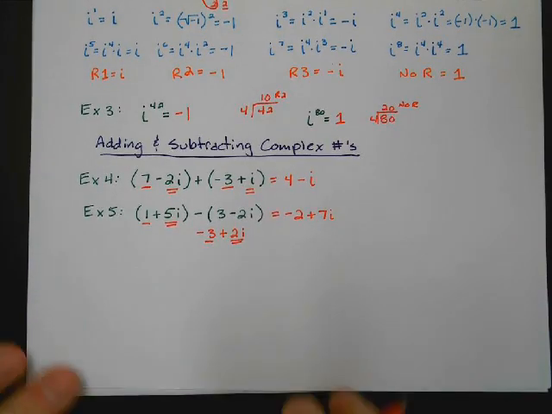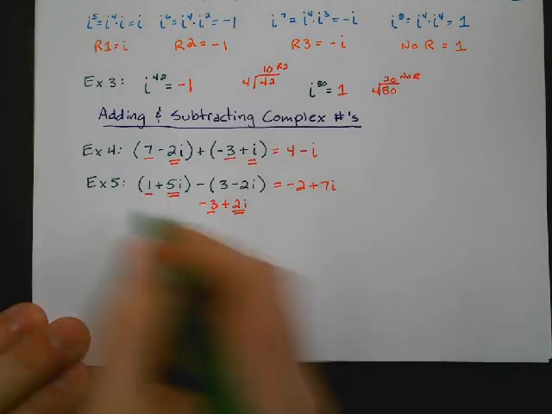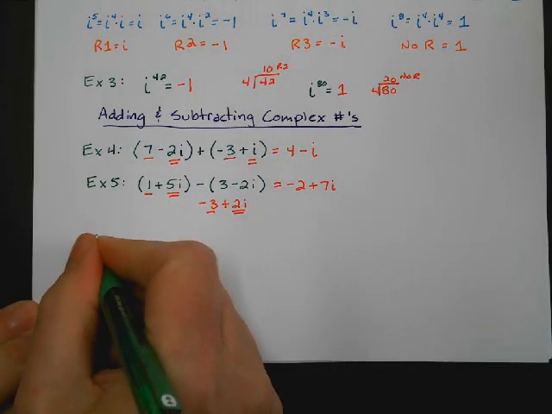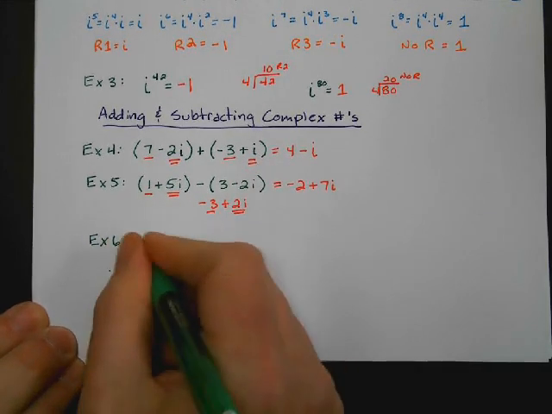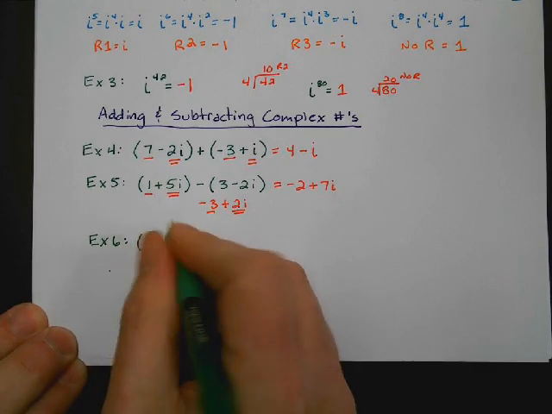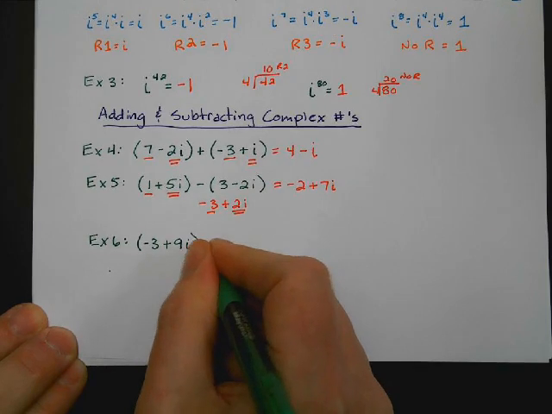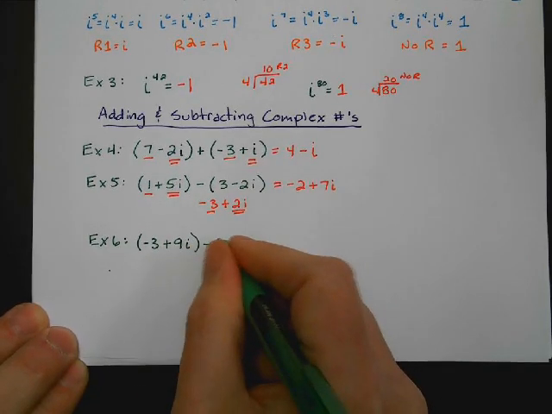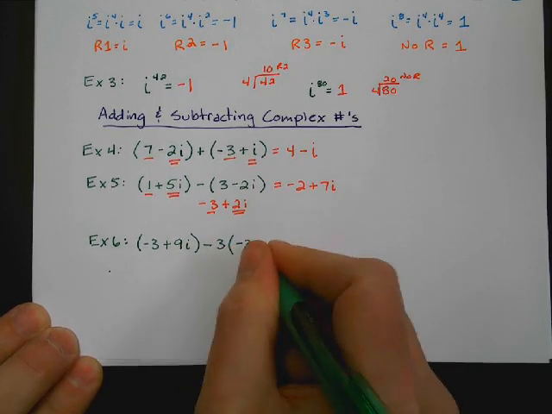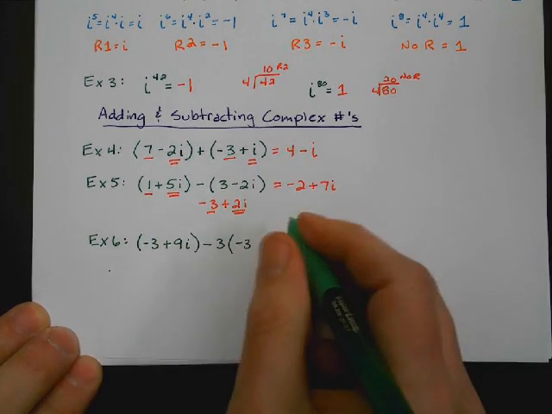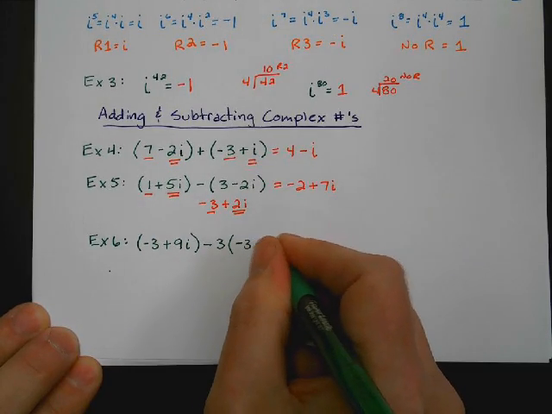All right, almost there. Example 6. We've got negative 3 plus 9i minus 3 times the quantity negative 3 minus 3i.